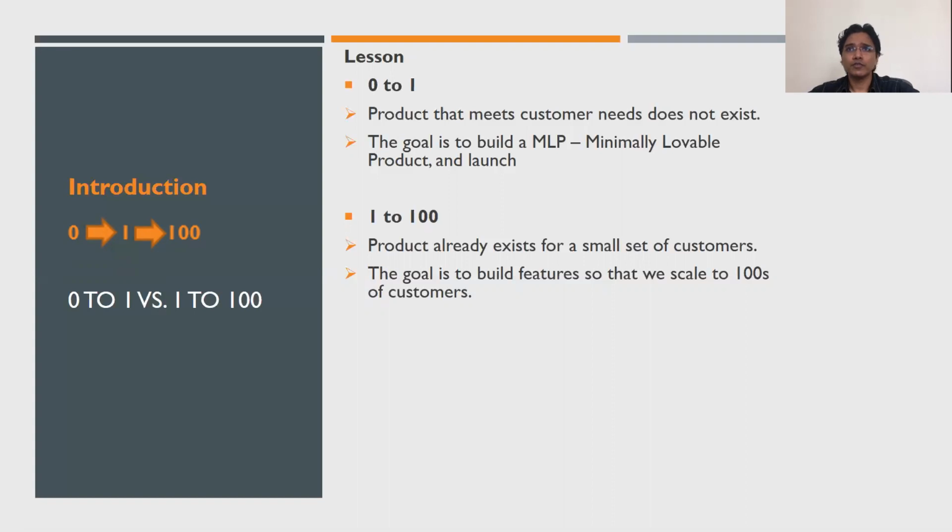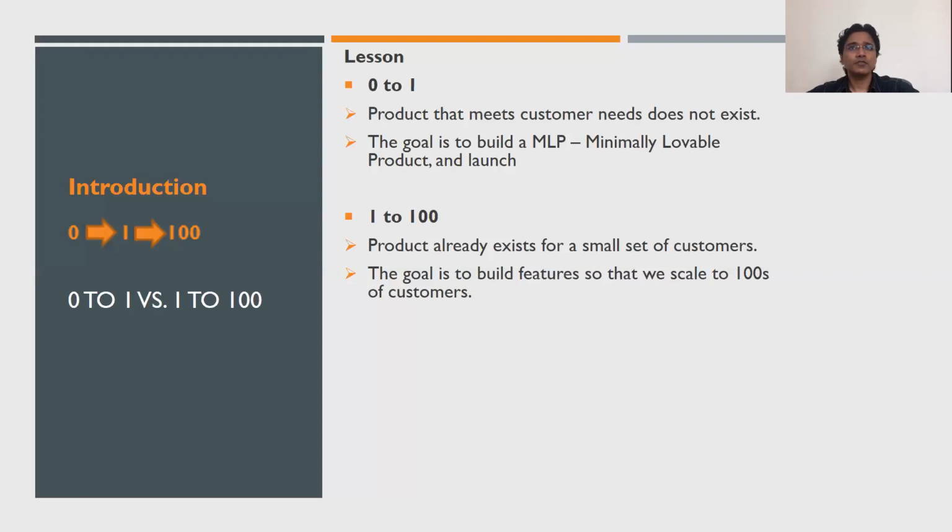So the PM's goal is building MLP, meaning minimally lovable product. We call it lovable because there are different ways you can do it. Some people call it MVP, minimally viable product. But the lovable just has a meaning saying your product will be loved by customers. So you are raising the bar here instead of just building something which is just enough.